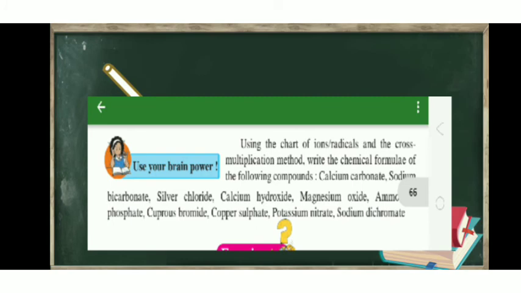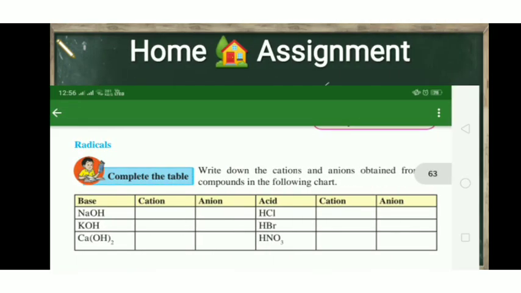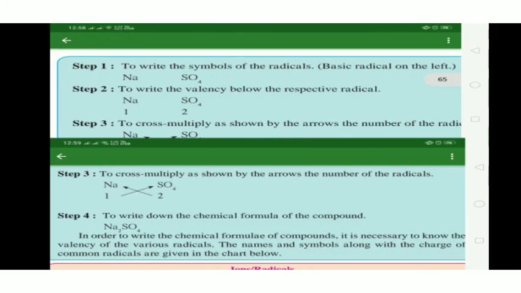Use your brain power. Using the chart of ions and the cross multiplication method, write the chemical formula of the following compounds. So you can do that. Try to do this. So for today your home assignment is you have to complete the table of radicals and note down the steps, learn the steps. By using these steps you can make the chemical formula.